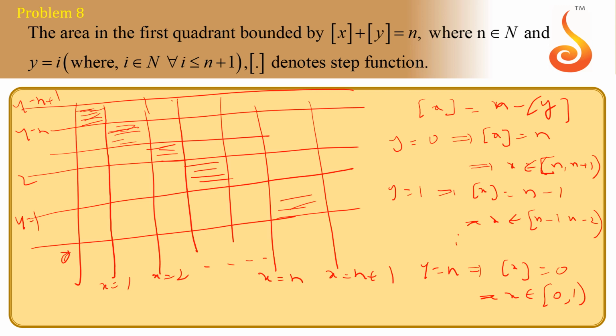So how many squares will you be having? Each square side is 1, so area of each square is 1 square unit. Such squares are n plus 1. So required area will be n plus 1 into 1, that is n plus 1 square units.